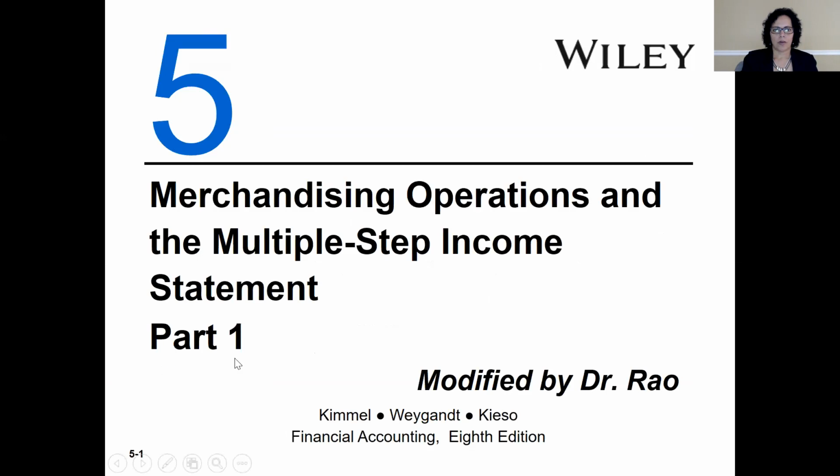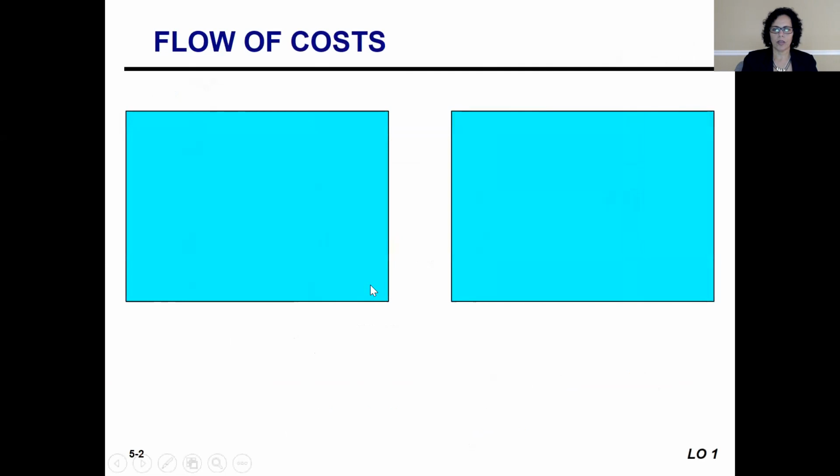And you will see I've written over here part 1. These slides have been modified. I'm going to break the chapter up into 3 parts for the purposes of making videos so that they aren't too long. The first part we're going to focus on perpetual inventory, and we'll get to that in a second. So let's first focus on the flow of cost.